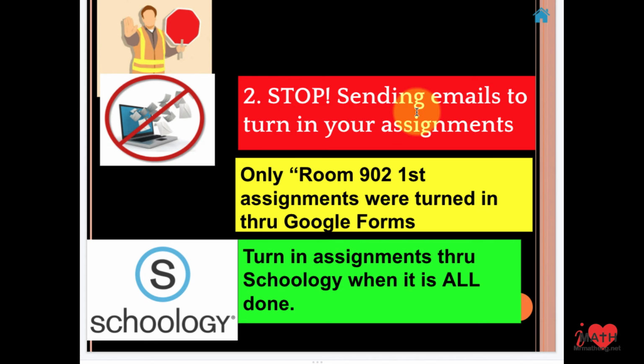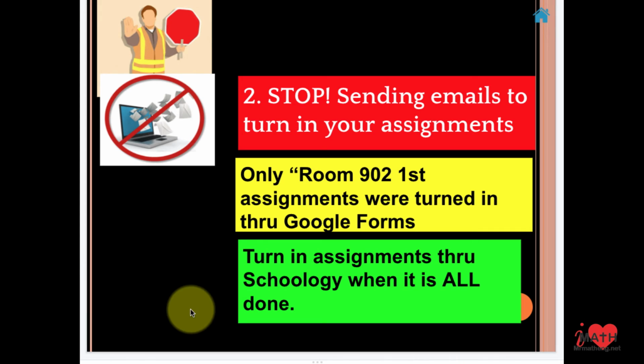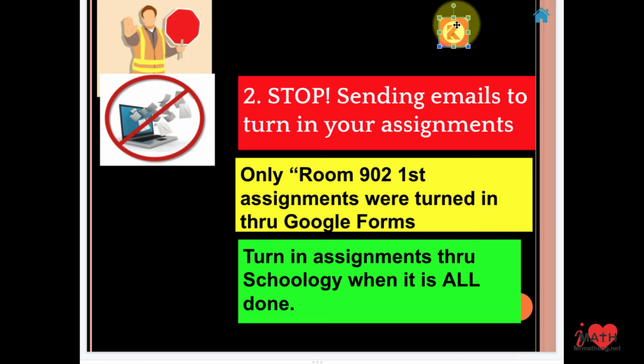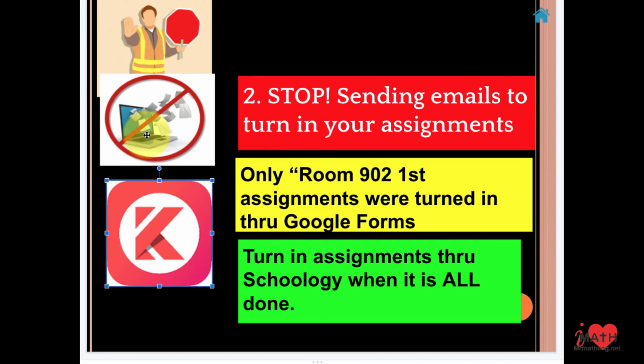Number 2, stop sending emails to turn in your assignments. I know you might get frustrated. You're still figuring this out. I'm trying to help you guys step by step. You are turning in your assignments through eCadence. Let's find a picture for eCadence. Where's eCadence? This yellow red thing. This is where you're turning in your assignments, not through email. The only thing that was turned in through Google Forms was that first assignment. That was it.